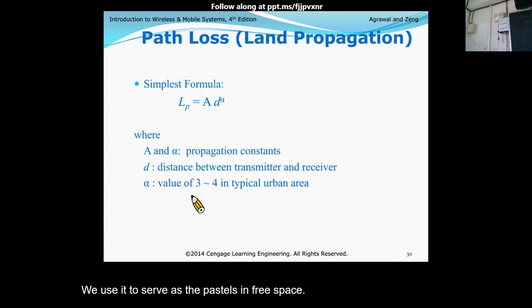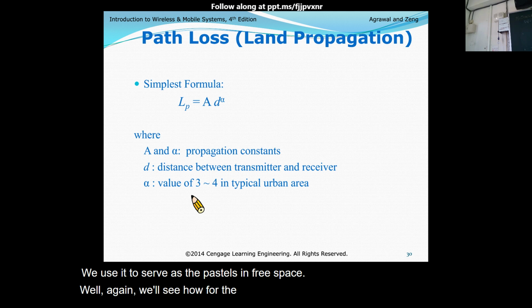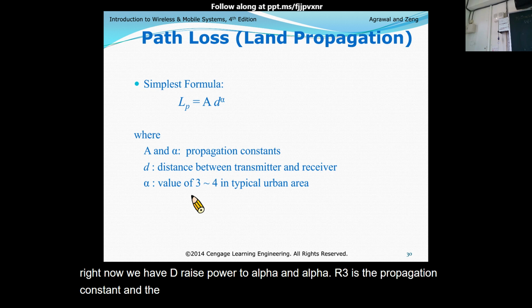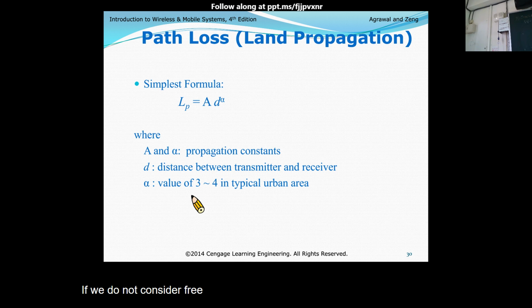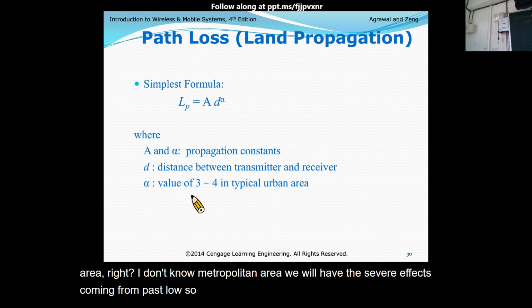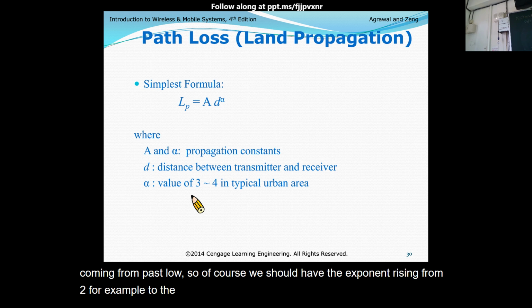Well, again, we still have the path loss. And the path loss was d squared, but right now we have d raised to the power of alpha. And alpha is the propagation constant. The value for alpha, if we do not consider free space, should normally be 3 or 4 for an urban area. In a metropolitan area, we will have severe effects coming from path loss. So of course, the exponent rises from 2 to the current 3 or 4 for a typical urban area.